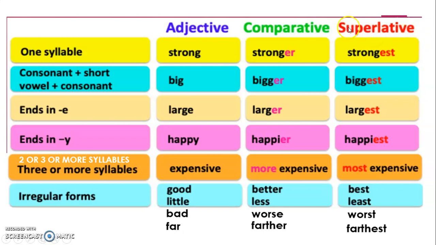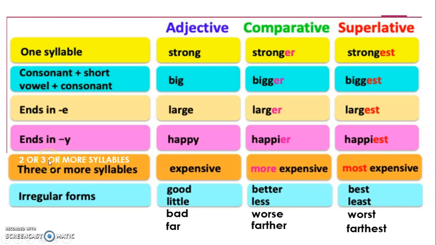So let's look at the superlative rule. So let's focus here on the last column. When you have a 1-syllable adjective, like strong, then you need to add an EST at the end, strongest. When you have a short adjective made of a consonant, a short vowel and a consonant, then you need to use EST, biggest. When you have an adjective that ends in E, then you need to add ST, large becomes largest. When you have an adjective that ends in Y, for example, happy, then you need to delete the Y and put I and then EST.